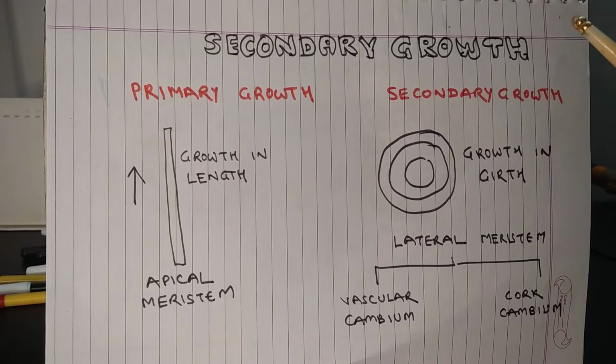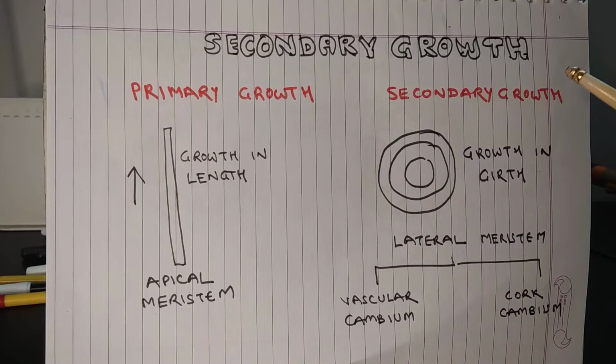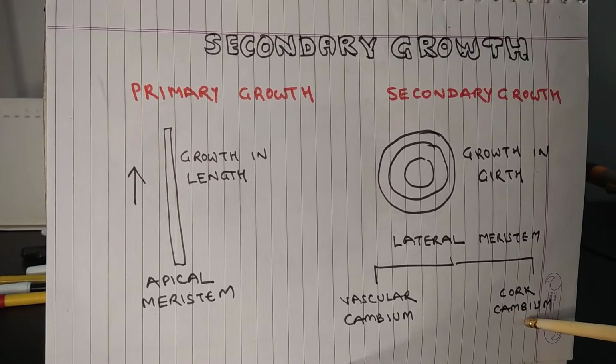After a certain level of primary growth in dicot plants, secondary growth takes place, and the growth in diameter or girth is called secondary growth. It is important to remember that in most of the monocot plants, secondary growth does not take place. And the tissue which is responsible for secondary growth is lateral meristem. There are two types of lateral meristem. Number one is vascular bundle and number two is cork cambium.